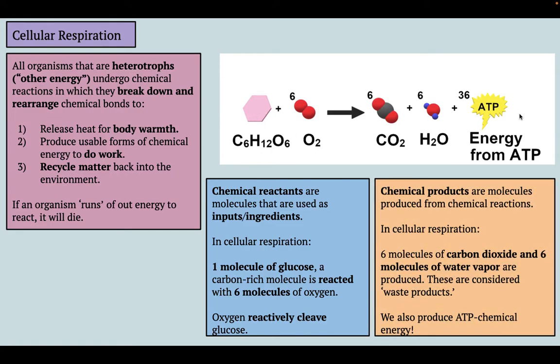And our products are the molecules that are produced from rearranging chemical bonds. In cellular respiration, we make 6 molecules of CO2 and 6 molecules of H2O. These are considered waste products. And we also produce ATP, which is chemical energy. The other thing that we produce as a function of this reaction is heat. About 70% of the energy stored in glucose is actually not carried over to CO2, water, or energy from ATP, but rather it's lost as heat. It's another form of waste.